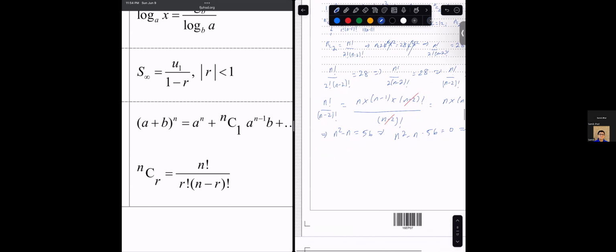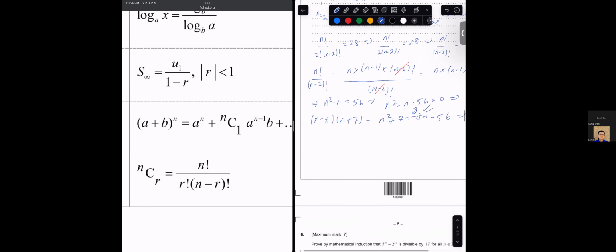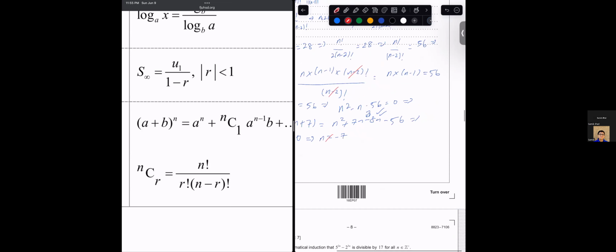What do you guys recognize here? Easy. n minus 8 into n plus 7. Verify this once: n squared plus 7n minus 8n minus 56. Yeah, both are equal. So we can use this. So n plus 7 is ruled out because that's a negative. n plus 7 equals 0, so that's n equals minus 7. Right? Minus 7. This is not possible.